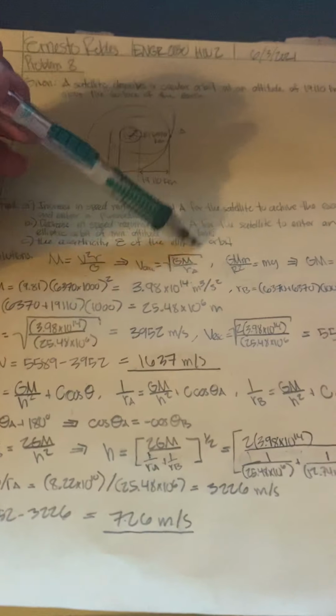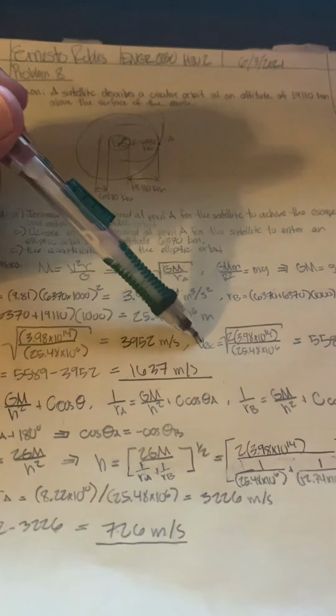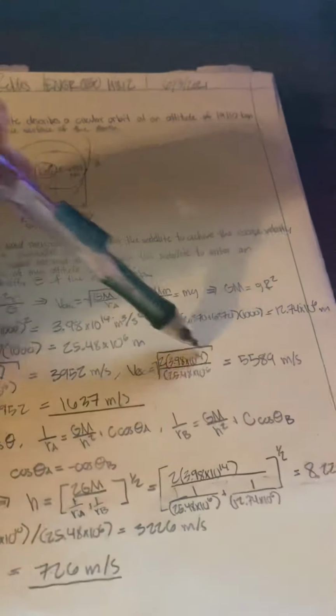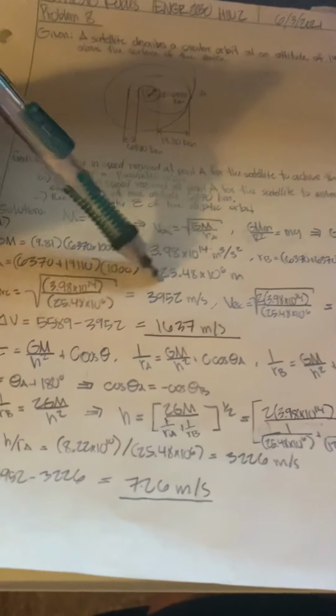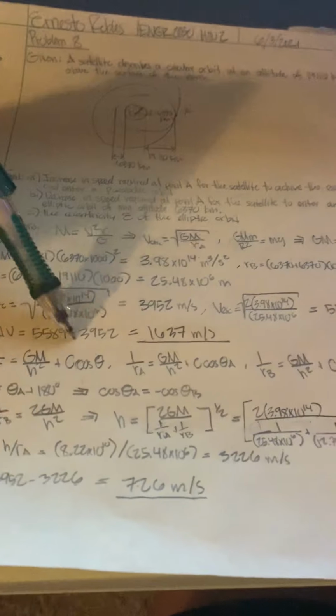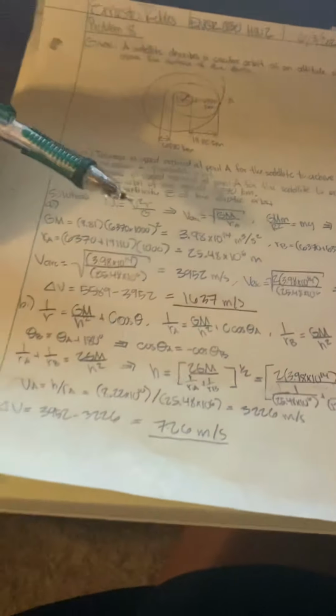So we could now plug that into the circular and the escape velocities, which are given by these two. And it wants us to find the increase in speed. So we subtract the velocities and we get this, given right here.